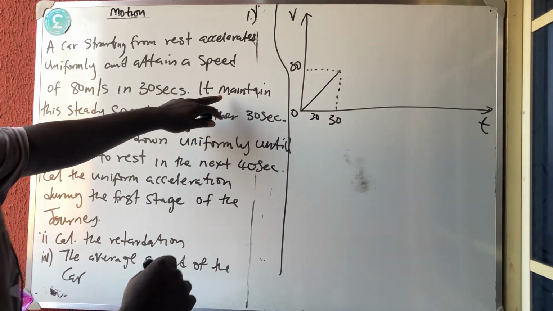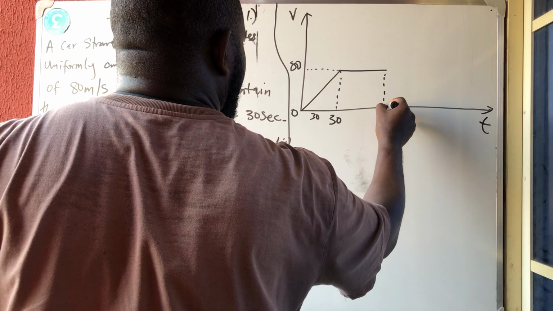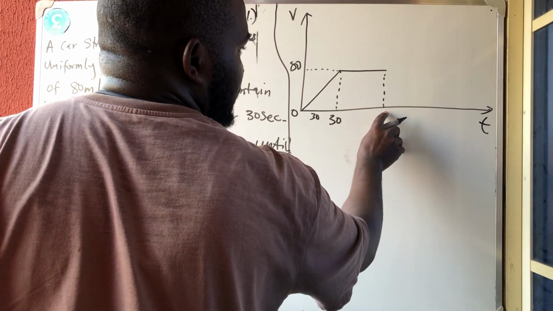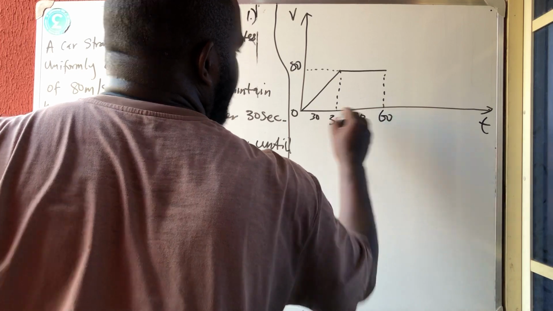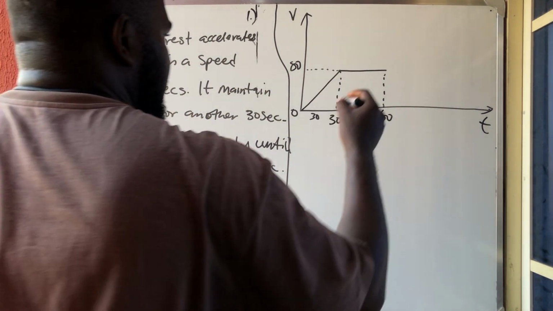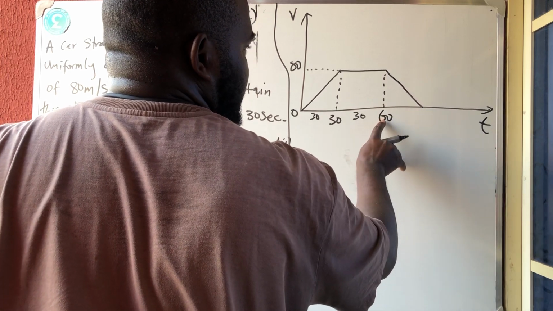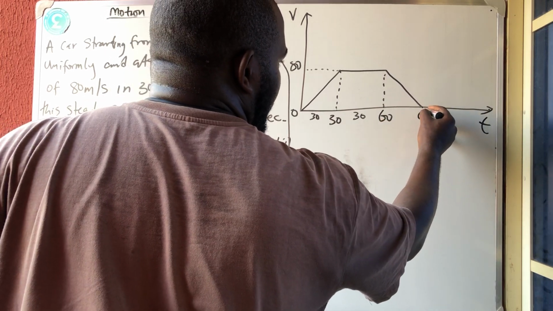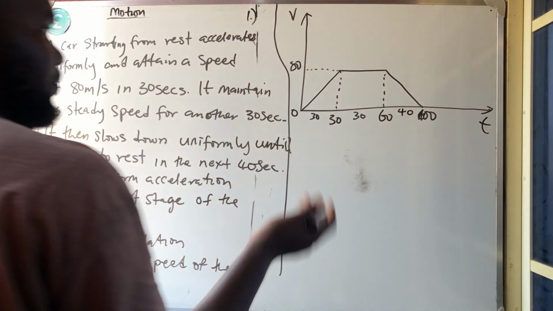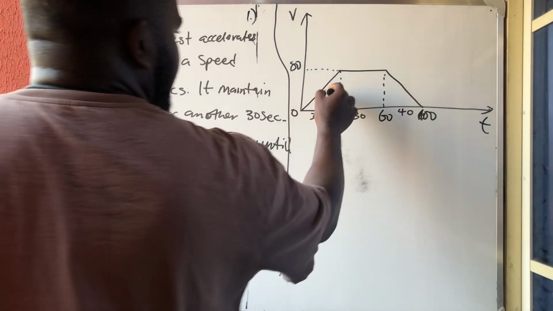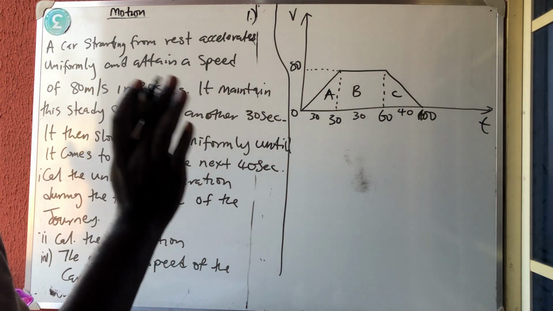Okay, it maintained the speed, it maintained it for the next 30 seconds again. Would I write 30 here? No, 30 plus this one I have was 60. So this minus this will give me that 30 again. Before it is then brought to rest by another 40. Do I write 40 there? No, 40 plus this will give you what? 100. So this minus this will give you that 40. You see, very simple. What shape do I have? Shape A, shape B, shape C. You are done. Case file closed.